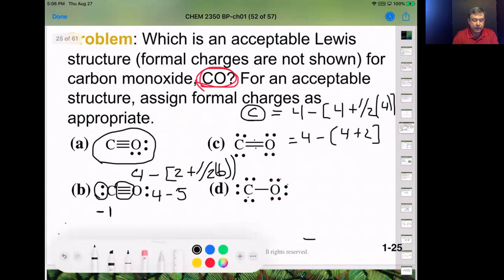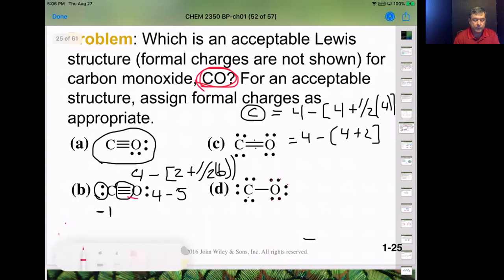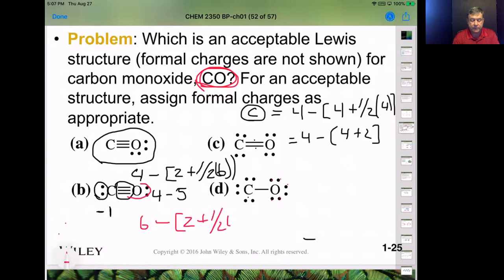Now let's do our calculation for the oxygen here. Our oxygen had 6 electrons. It has only 2 non-bonding electrons, plus 1/2 of 6 right here, giving us 3 plus 2, which is equal to 5. So 6 minus 5 is equal to +1. So we have a -1 on carbon and a +1 on oxygen. The +1 and -1 cancel each other out, giving us a neutral molecule.